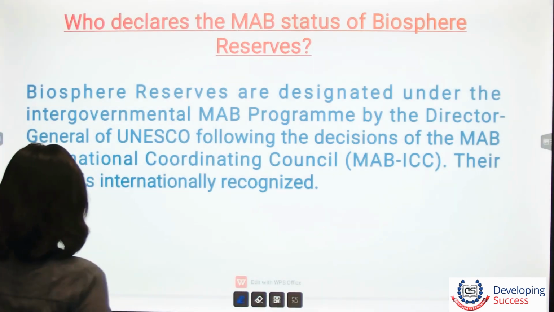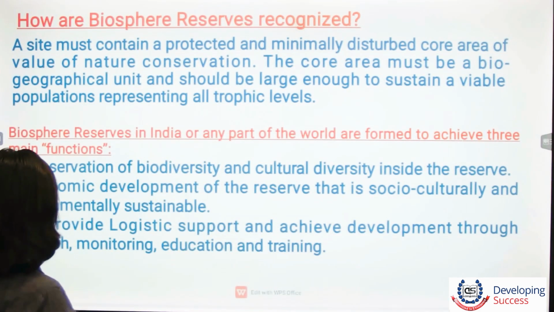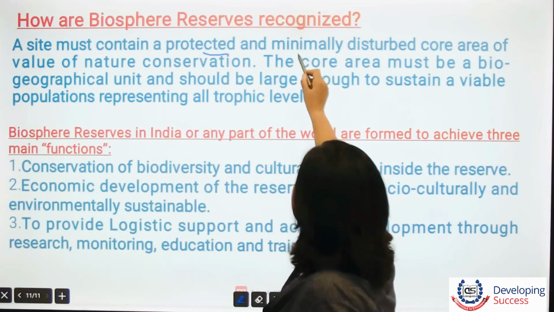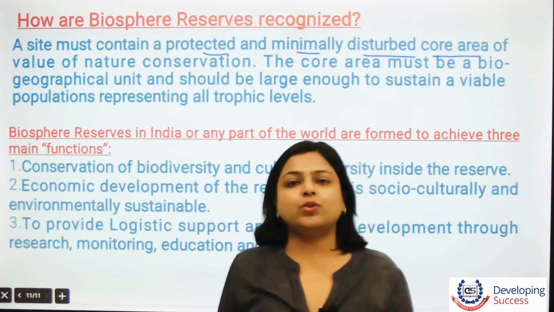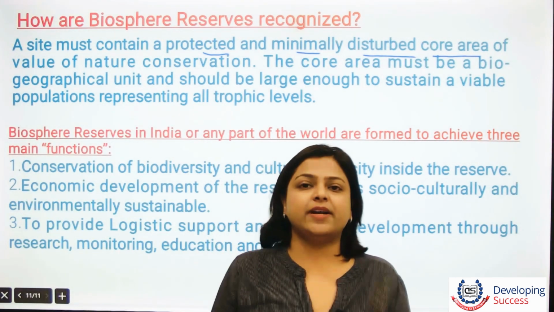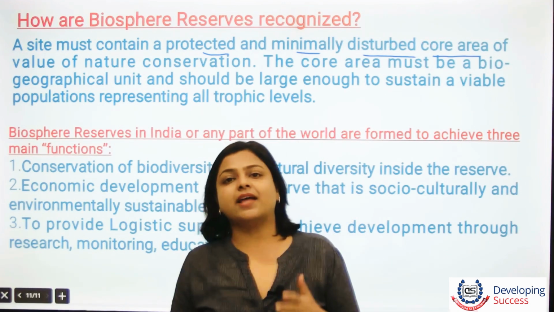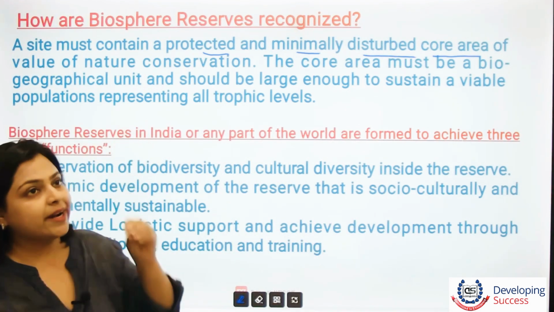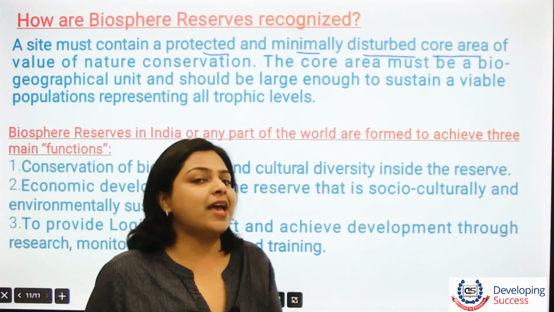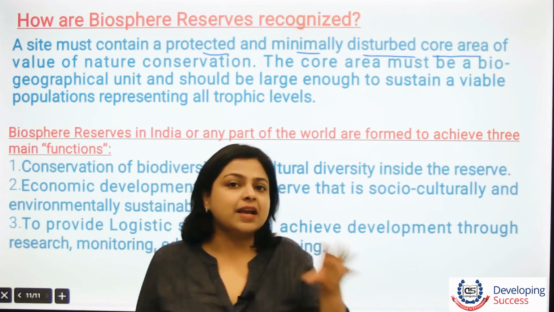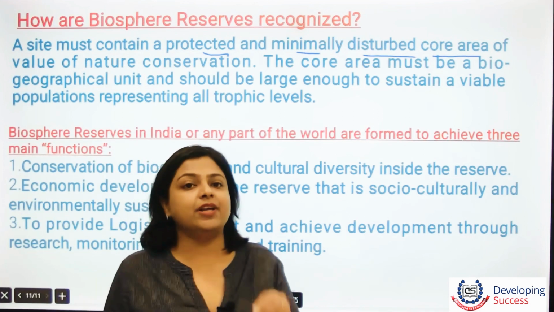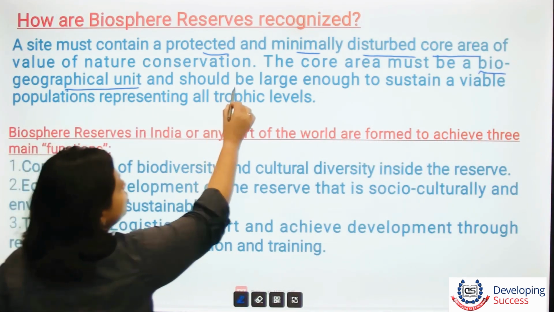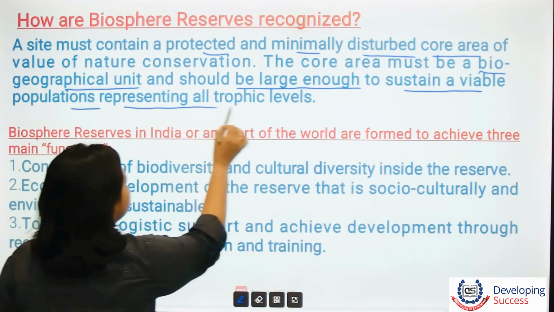Okay. So now you should know how biosphere reserves are recognized. So who gives them the definition? It's very simple. The biosphere reserves must contain a protected and minimally disturbed core area. I'll tell you the zonation of the biosphere reserves. Biosphere reserves are divided into three zones: the core area, the buffer area and the transition area. I will tell you in this lecture, but from here you should know that every biosphere reserve should have a protected area which is minimally disturbed. That minimally disturbed area is the core area. The core area is that area where any kind of human presence or human activity is not allowed. The core area must be a biogeographical unit and should be large enough to sustain viable populations representing all trophic levels.